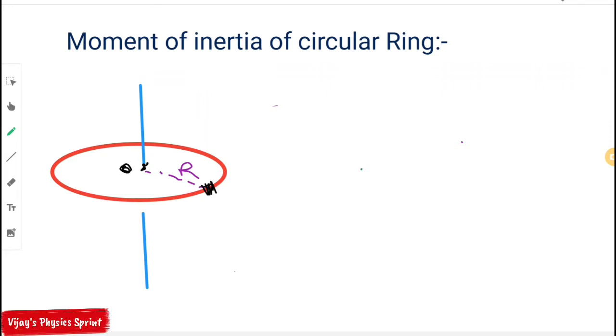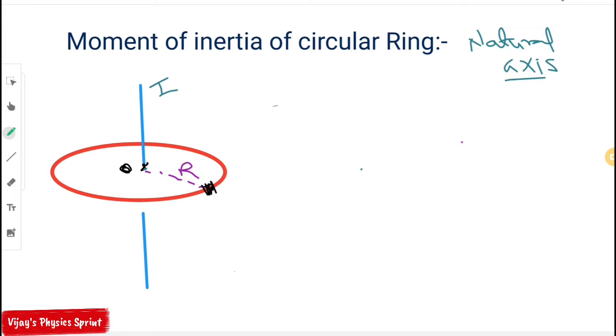Good morning all. Today we'll discuss the moment of inertia of a circular ring about its natural axis. The natural axis is nothing but the axis passing through the center and perpendicular to the plane of the ring. It is called the natural axis. About this axis, I'm calculating the moment of inertia, which is I.